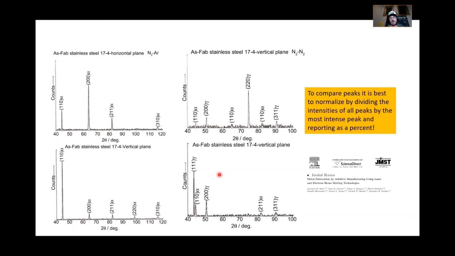We're seeing unexpected phases. We can chemically understand why nitrogen thermodynamically stabilizes austenite so it survives the SLM process. We also see some texturizing of the phase. And here we see texturizing of just iron, basically the alpha iron.